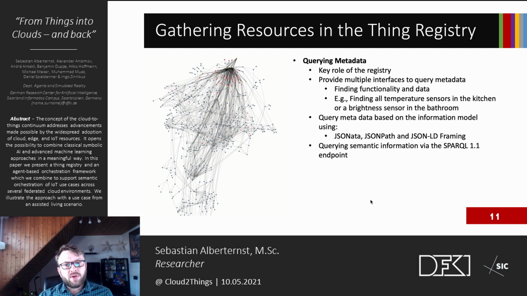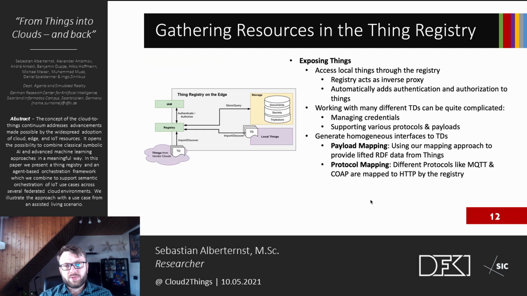The last task of the thing registry is exposing things. Working with many different thing descriptions can be quite complicated for developers. A developer has to manage all the different credentials and support various protocols and payloads described in the thing descriptions. The exposing thing mechanism of the registry tries to solve this problem by automatically generating a homogeneous thing description. Different protocols like MQTT and CoAP are, for example, mapped to HTTP where possible. Additionally, payload mapping is used to map various payloads to one homogeneous format, which we will see in the next slide.